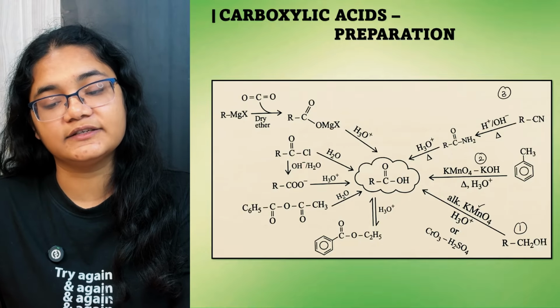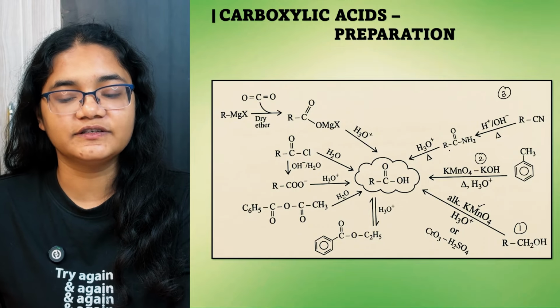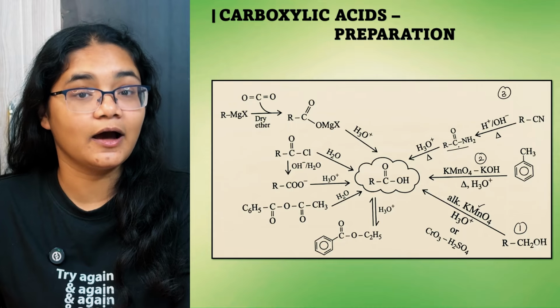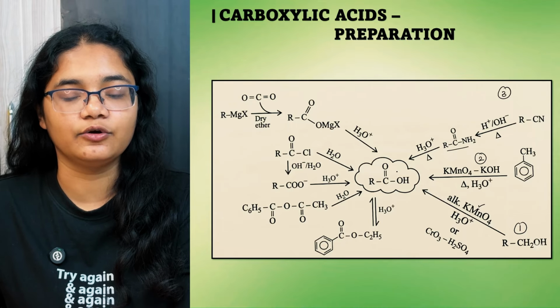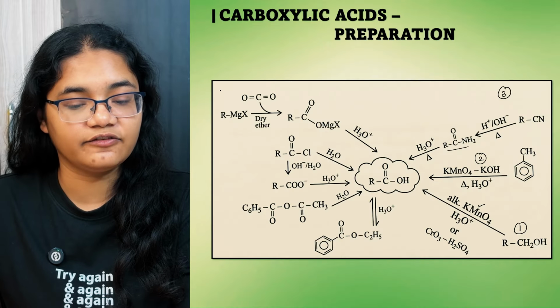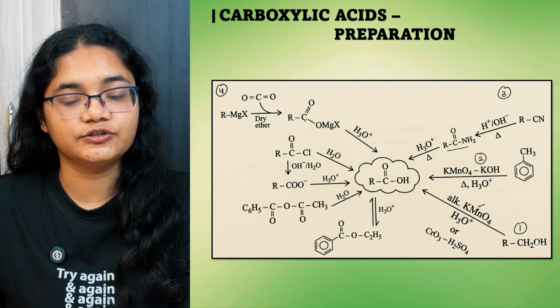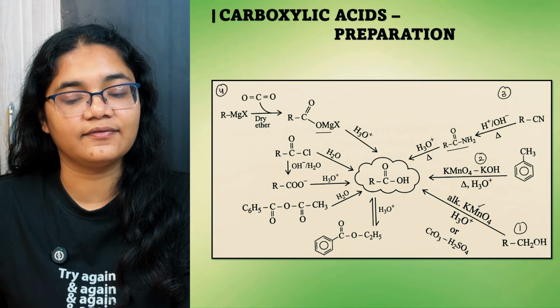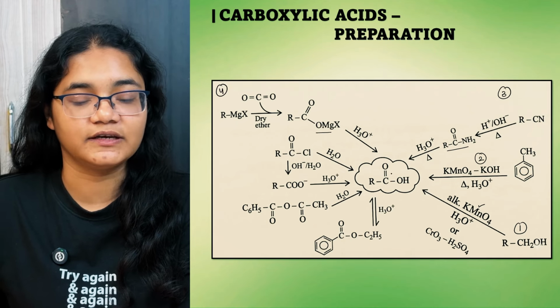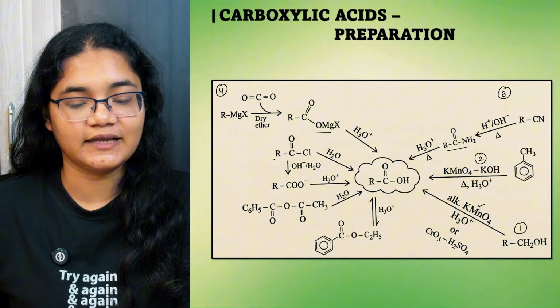Next, the third one is from nitriles. If you just hydrolyze nitriles, first they get converted to amides, and from that they get converted to acids. The fourth one is from Grignard reagents. If I have a Grignard reagent and treat it with carbon dioxide, first you get RCOOMgX, and then on hydrolysis you get carboxylic acids. Next, the fifth one is from acyl halides and anhydrides.